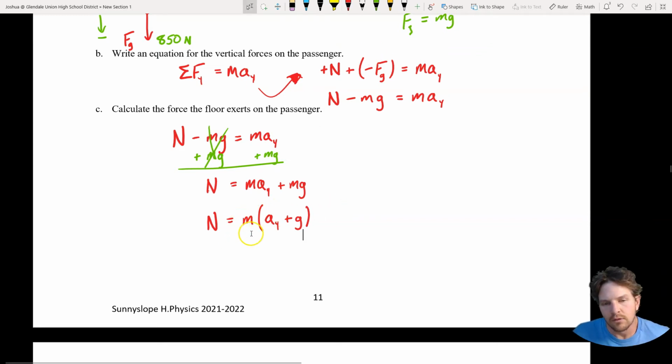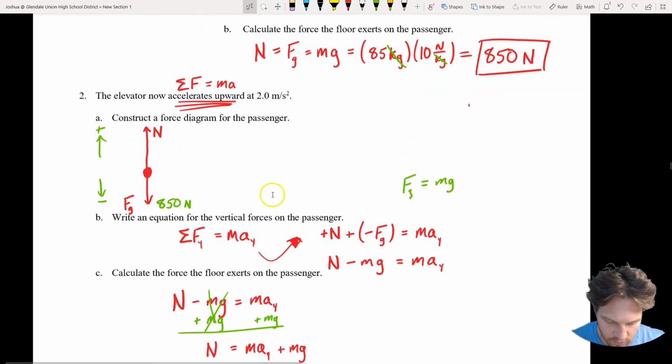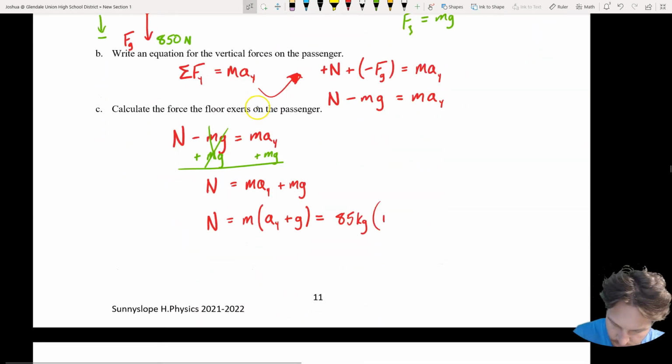Okay, and now we can plug and chug. The mass was 85 kilograms. The acceleration they told us was upward, so positive 2. And the g was 10.